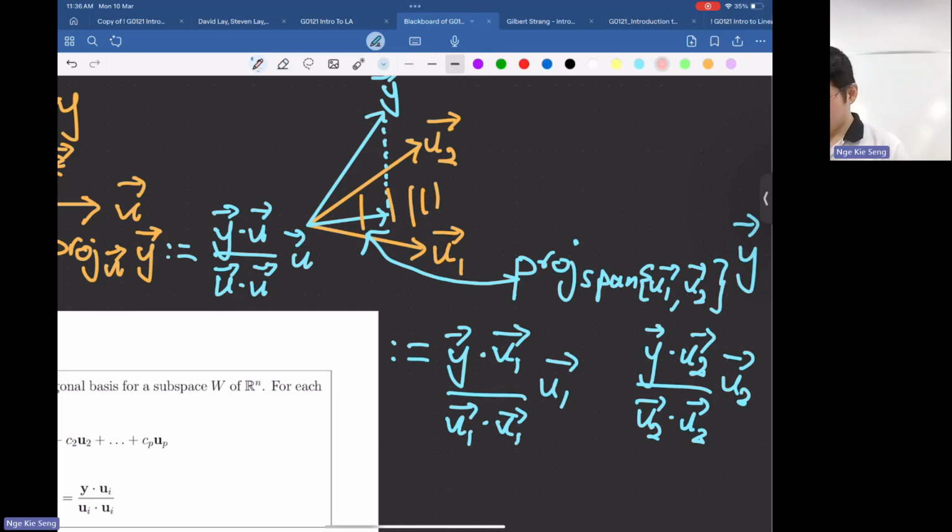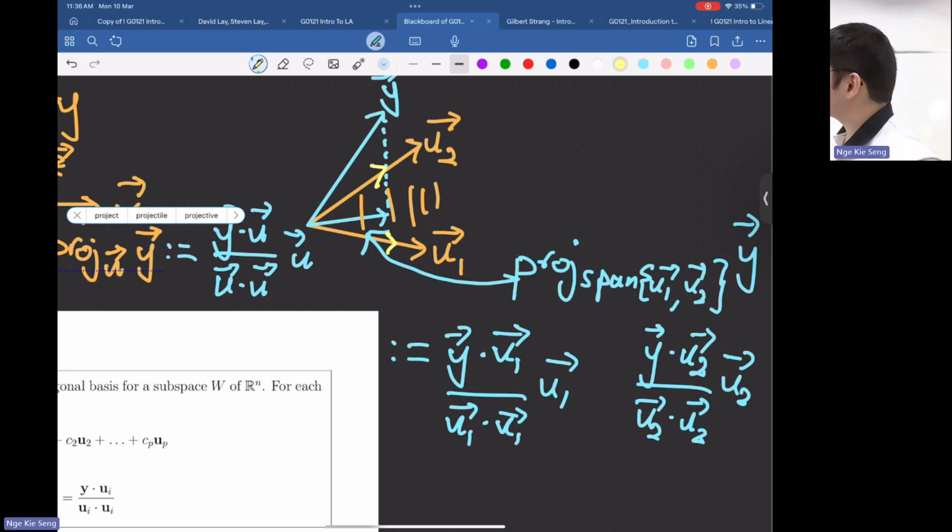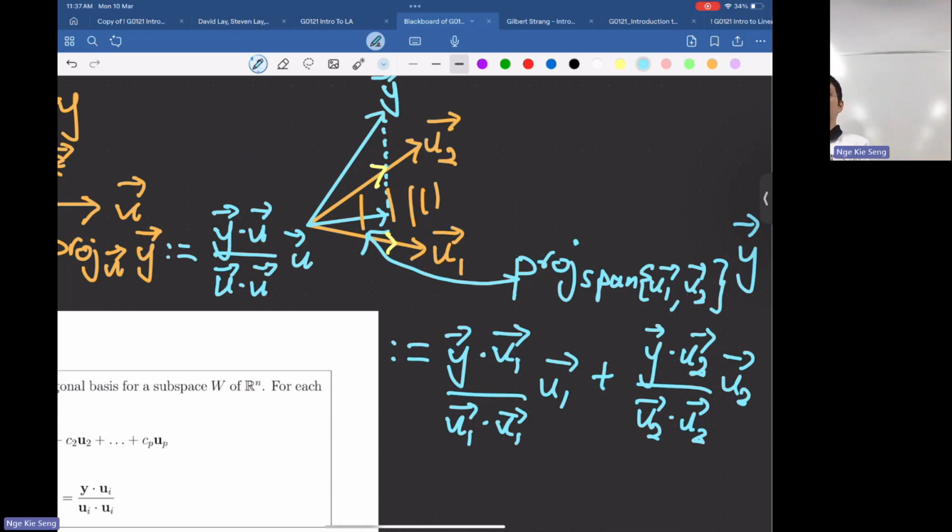Let's use a different color. So here and here. But in this picture, it doesn't quite do what we want, right? We want a vector that somehow lives in the sum of these two vectors. So potentially maybe we can try adding them up first. But what else do you want this projection to satisfy?